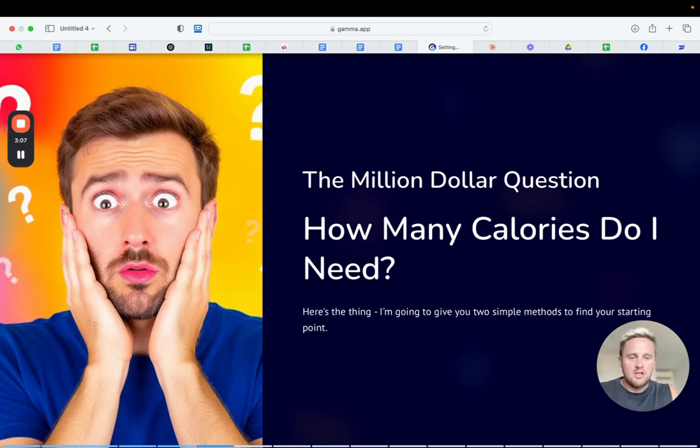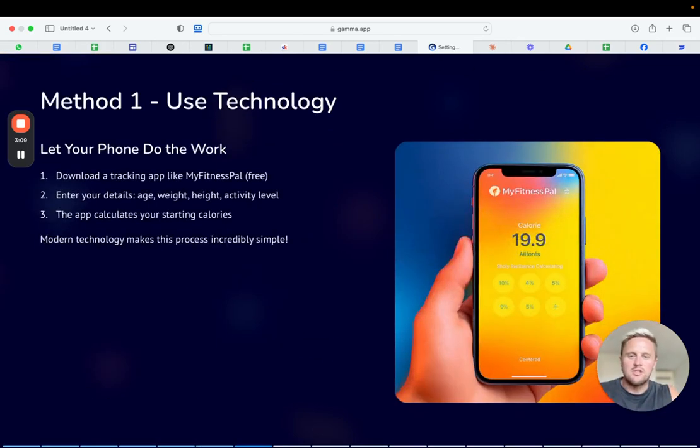The $1,000,000 question: how many calories do I need? Now, there's loads of different ways of doing this. You can use technology, you can jump into a calorie calculator, you can use something like MyFitnessPal, or you can jump onto Google and type in calorie calculator. You'll get hundreds of different options. And I actually did a wee test before I came on here as well, and I put in my age, weight, height, activity levels into 5 different calorie calculators, and I got 5 different answers.